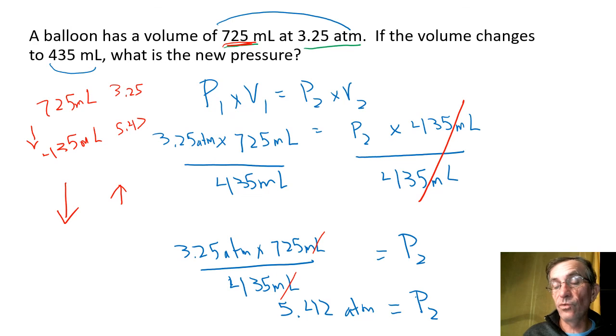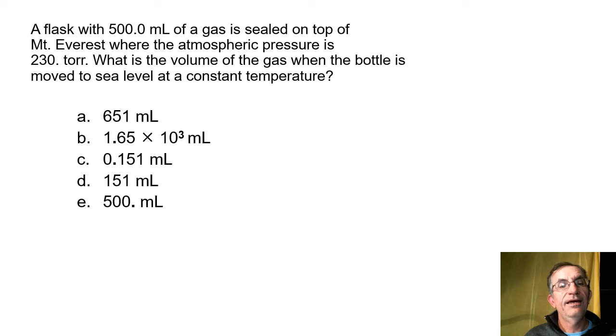All right, let's do one last one. This one again, I'm just going to put up and I'll let you work on. We'll see how it goes for you. A little multiple choice question. A flask with a volume of 500 milliliters of a gas is sealed at the top of Mount Everest, where the pressure is 230 torr. So 230 torr, that's pretty low. At the top of mountains, the pressure tends to be lower.